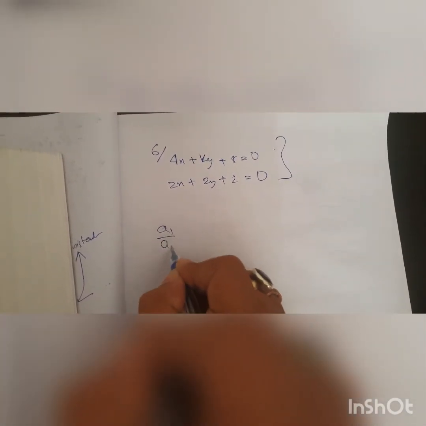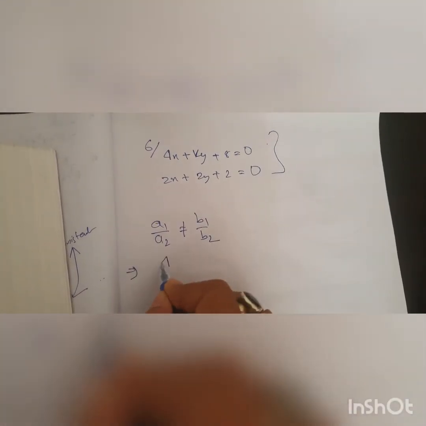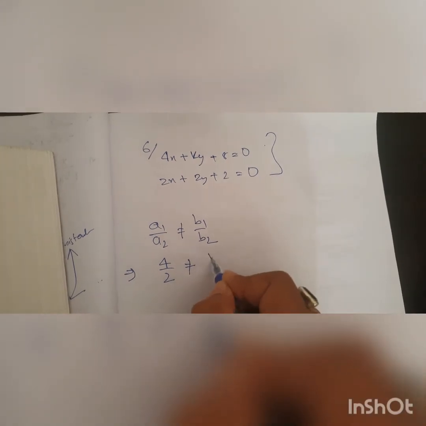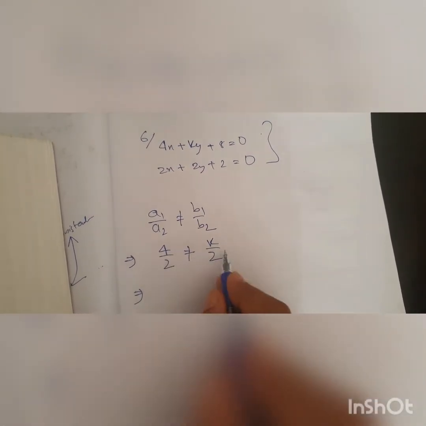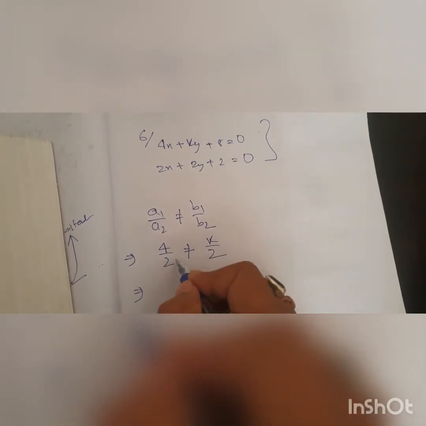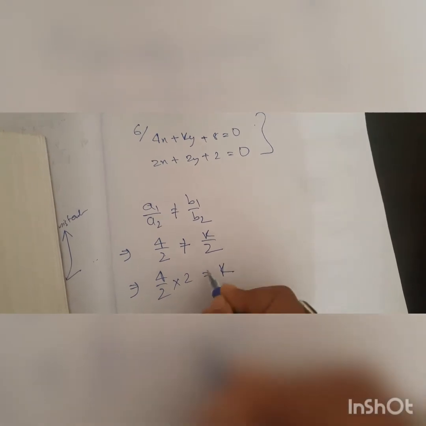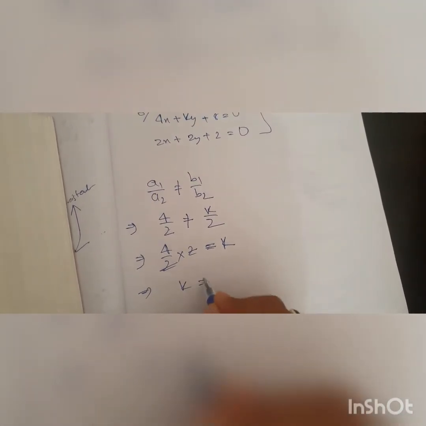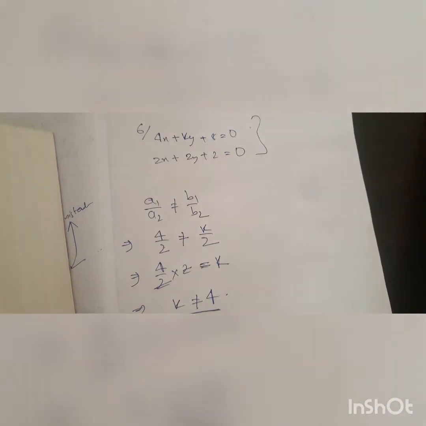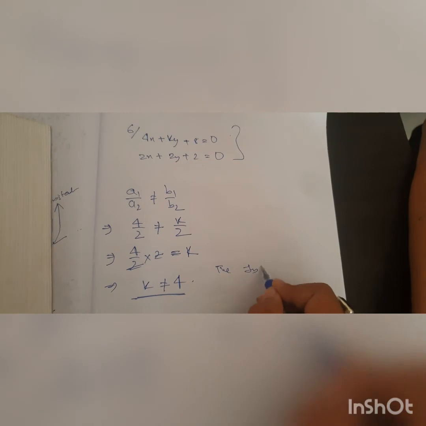So I have a1 by a2 not equal to b1 by b2, which will give me 4 by 2 is not equal to k by 2. So you can cancel the 2 here, or do it like this: 4 by 2 is equal to k. So 2 and 2 are cancelled, so k is not equal to 4. Now k is not equal to 4 means you have to write down the system of equations.